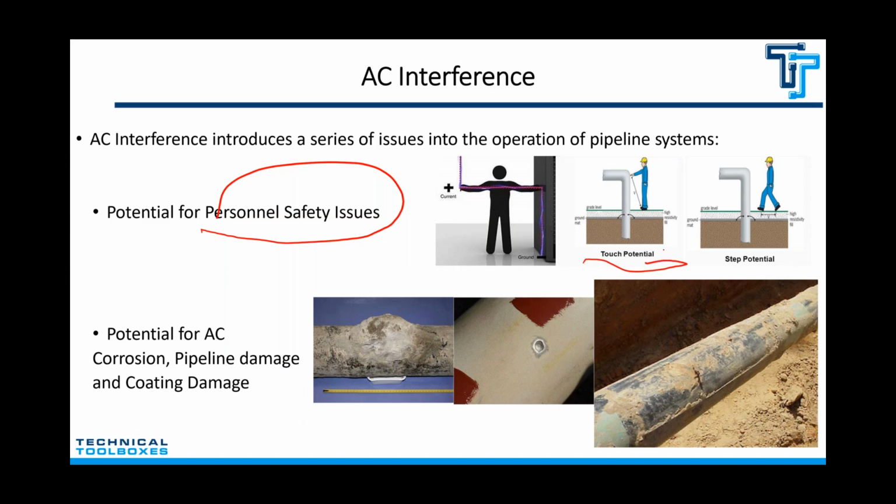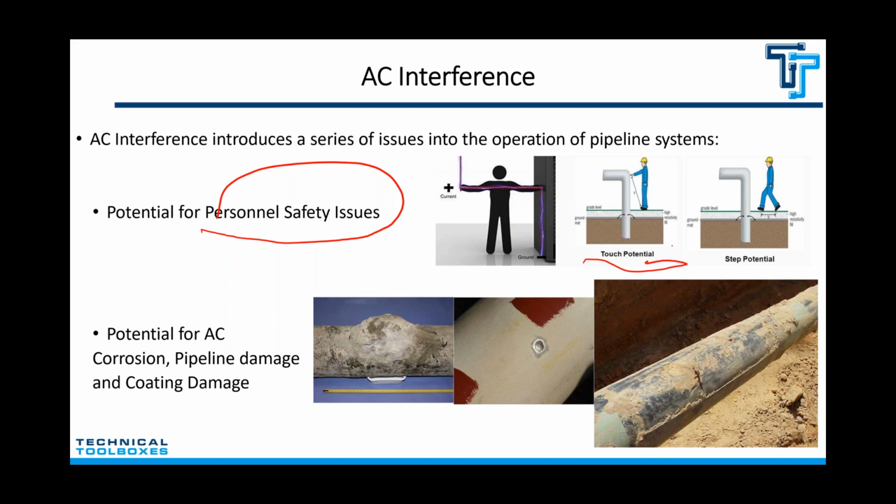And you can see right here, if they can touch it and they're standing on the ground, you have a different potential. That pipeline can be at a different potential than the ground they're standing on. And of course, it's not the voltage, it's the current that's going to pass through that person's body that can cause safety issues. You can also have problems with step potentials when you're walking across the ground. And if you're working across a valve and you have a different potential on either side of the valve, you can have problems with that as well. So first and foremost is those safety issues.